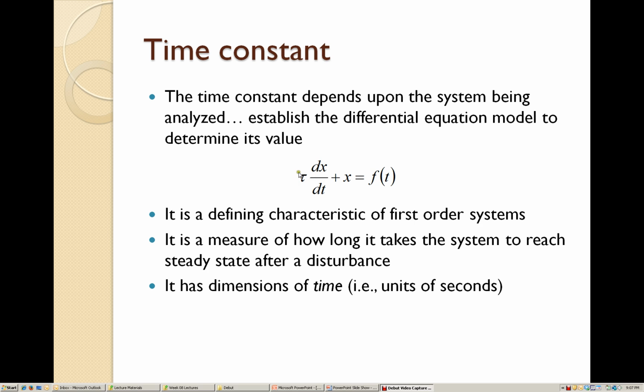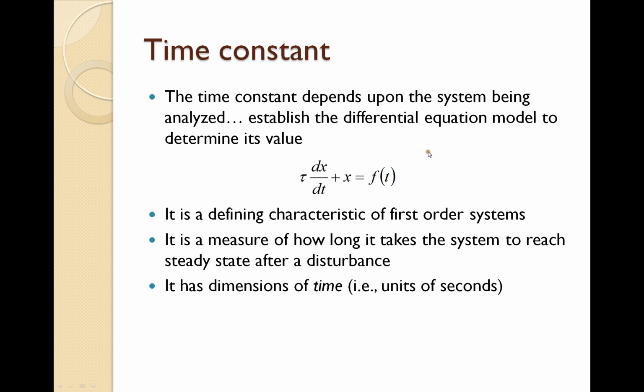The time constant is the value of the coefficient in front of the first-order derivative term when there are no coefficients in front of the zeroth-order, or non-derivative, term of the differential equation. The time constant is a defining characteristic of the first-order system, and it is a measurement of how long it takes the system to reach steady state after a disturbance. Because it is the time constant, it has dimensions of time associated with it. That is, it has units of seconds.